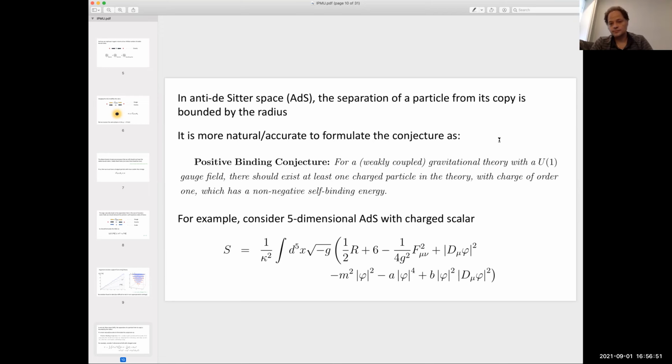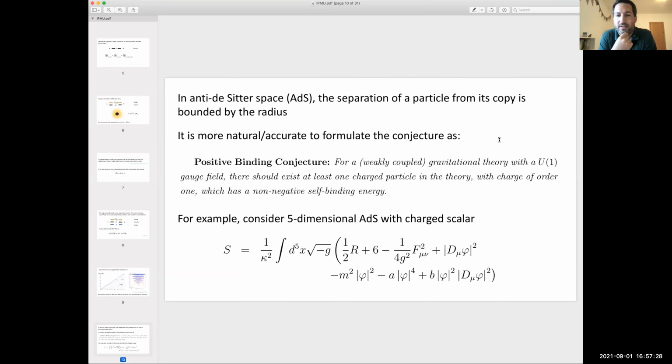Any more questions? Okay, so let's look at this binding energy in AdS space. We consider, for example, five-dimensional AdS space, and we can look at this effective theory of some charged scalar. So we have gravity, we have a gauge interaction, and we have a massive charged scalar, and then we also have these contact quartic interactions. These will be important for the binding energy.